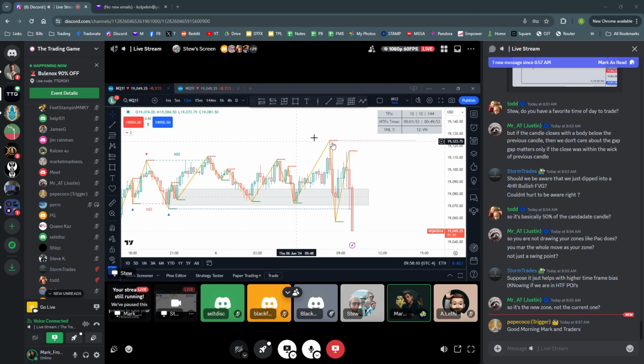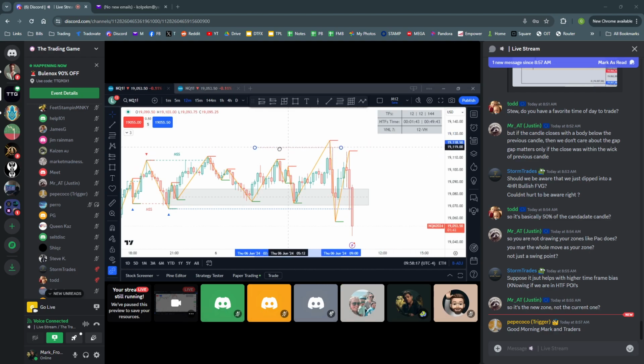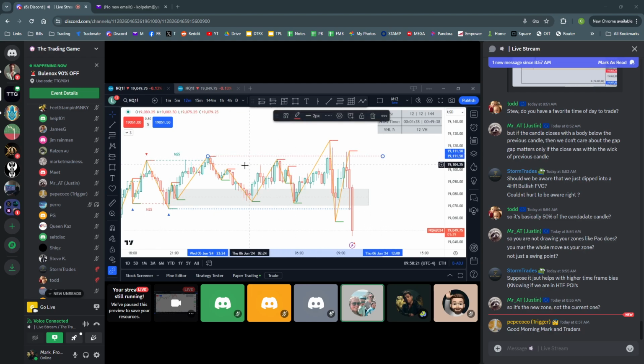Is the indicator showing that as a valid high? Yeah, that's on the 12. It's saying that this is a valid high. Okay. This, yeah, if it wasn't for the indicator, this would be the valid high I'd be using.